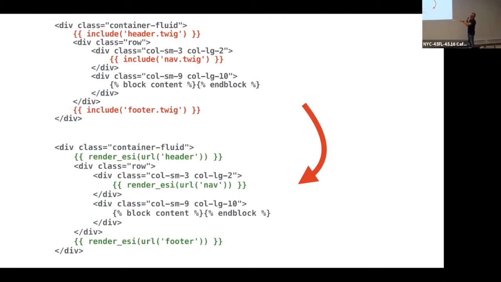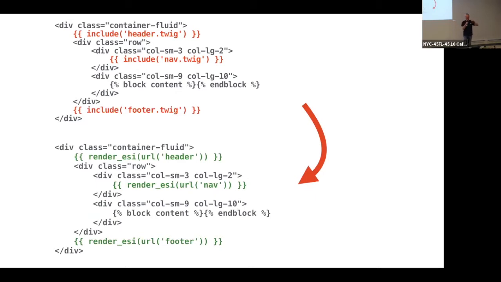Instead of using includes to load Twig files that represent the different fragments, just to keep track of everything, you're going to use this Twig function called render ESI. It takes a route as an argument, and that route could be composed via URL. So I'm taking the header, and the header will be loaded here.